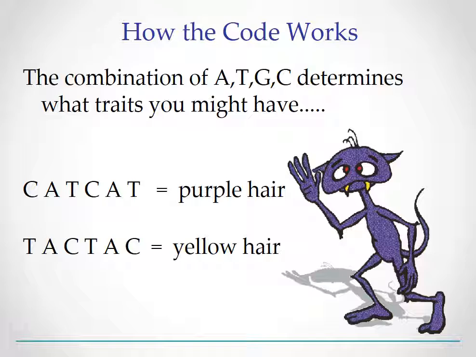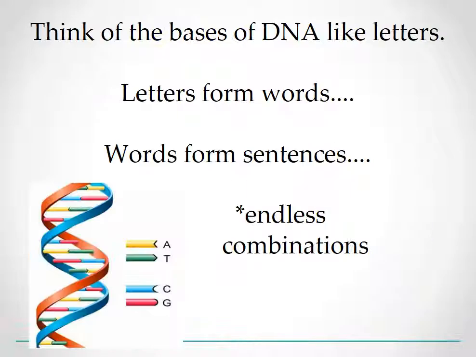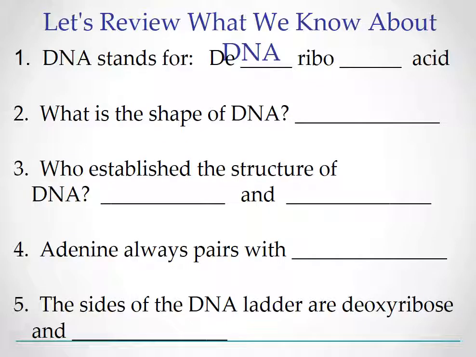For example, for this purple people eater, if they had CAT, that would code for purple hair. But if you had TAC, that would code for yellow hair. Think of bases as basically like letters. Letters form words and words form sentences. So you have an endless combination of base pair orders.